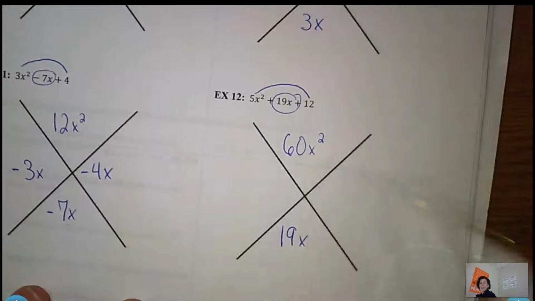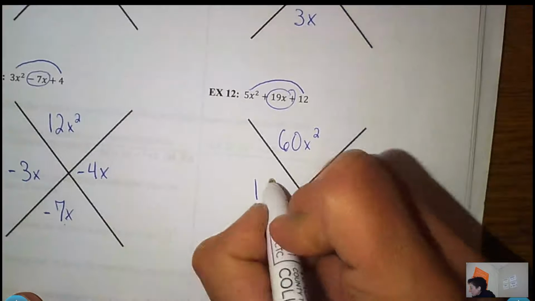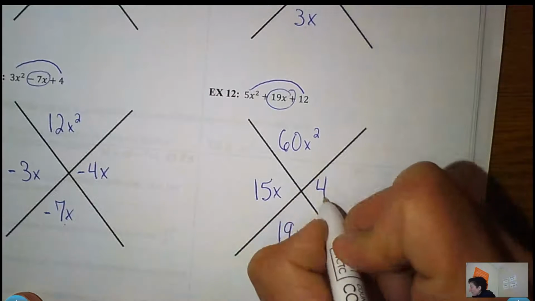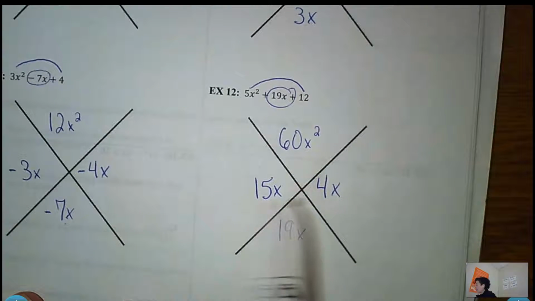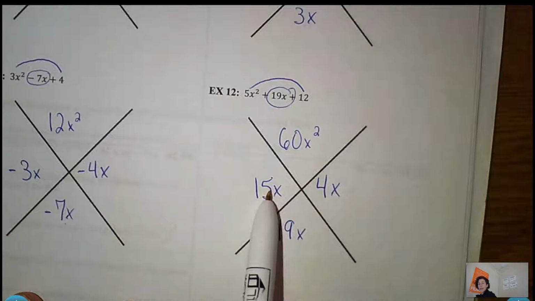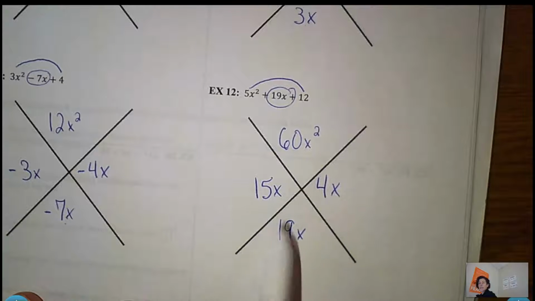And the last set, there are too many factors of 60, so I'm just going to go ahead and tell you that 15 and 4 is the set. We don't have to change anything to negative because when I add 15x and 4x, I get 19x. When I multiply them, I get 60x squared.